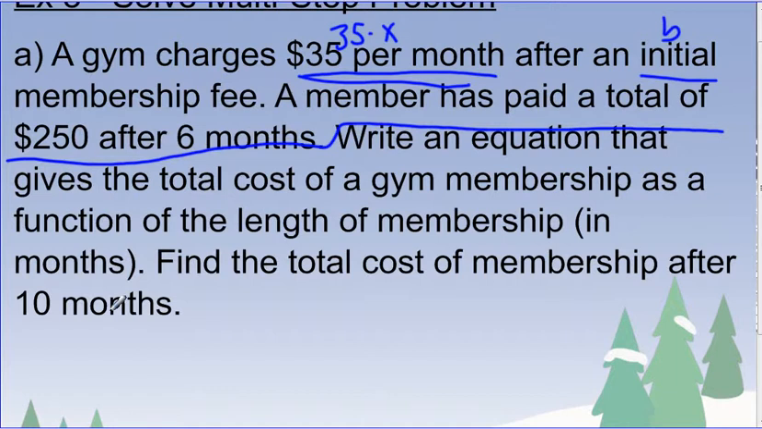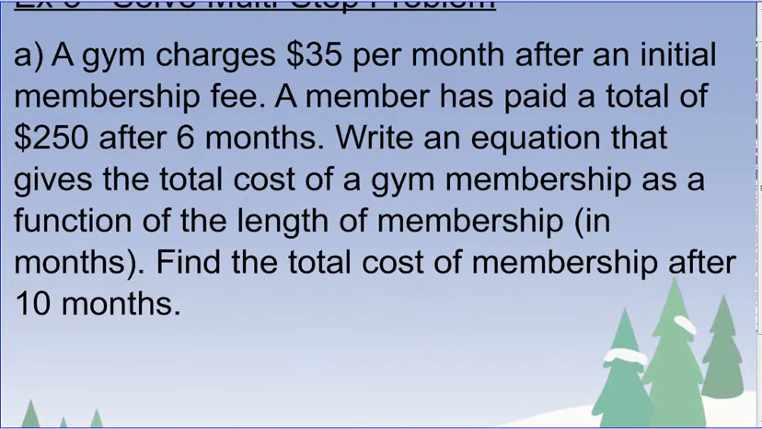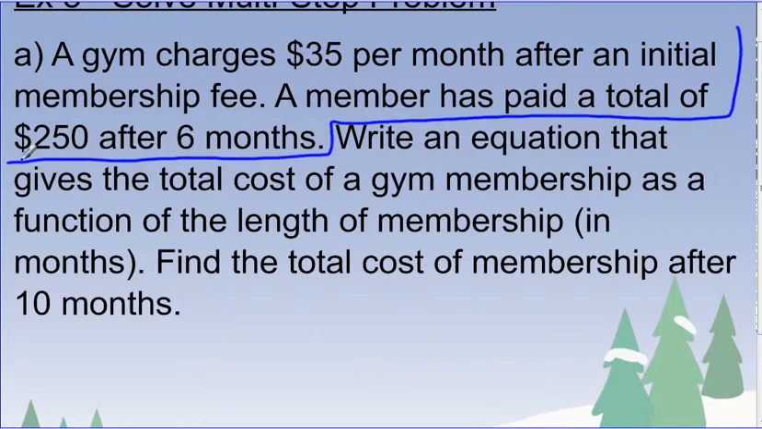Okay, so let's start by just looking at the information they actually give us and where we could plug stuff in. So we need everything from up here. This is all the good information for this problem. So we already talked about how this $35 a month, that's multiplication. So that's going to be like our 35x. This initial membership fee sounds to me like it's going to be our y-intercept.